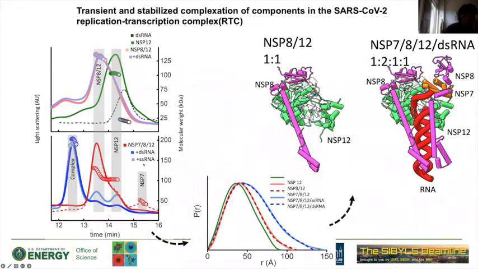It all changes when you add NSP7. This is the orange one, the very tiny one. You bring in the second NSP8, and it also binds RNA, and that is a very stable complex that you can see here.